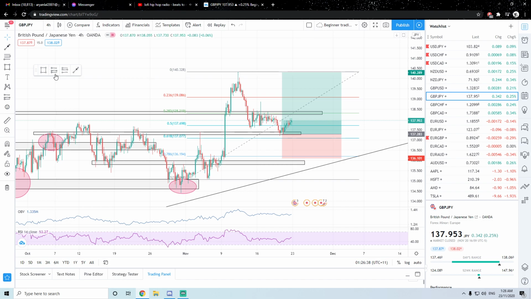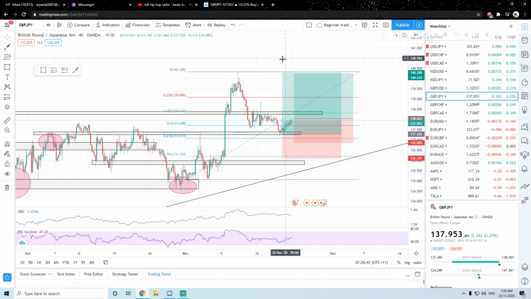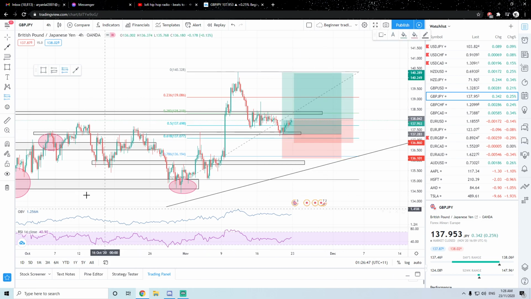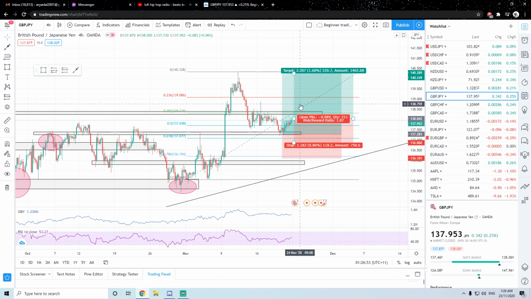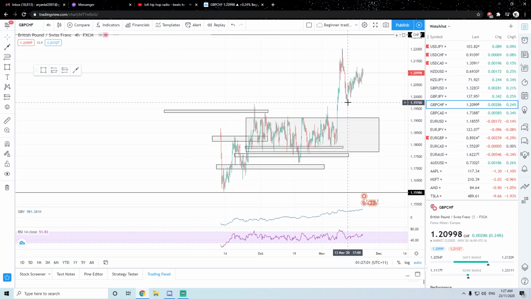Maybe if I was to enter on a buy where it is now and target these highs, the trade goes sideways and it actually starts dropping, and then I've really just lost my stuff, right? So that's why you don't really want to chase profits. Alright, so let's head on to the next pair.